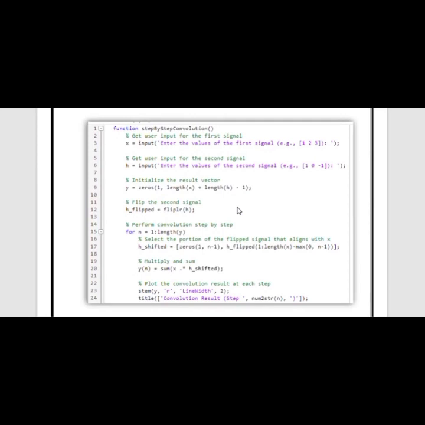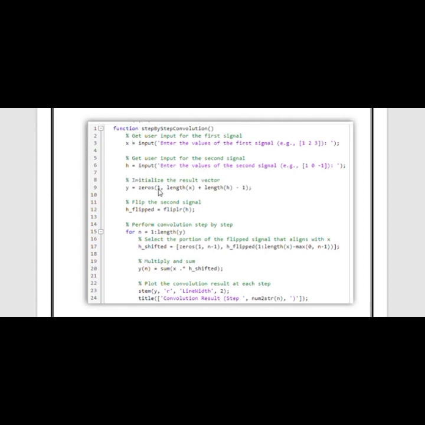Now plot these signals in subplots and give them a title, adjust the figure layout, and display a legend. The resulting output gives the three signals: the input signal x of n, the input signal h of n, and the convolution result y of n is equal to x of n convolved with h of n.